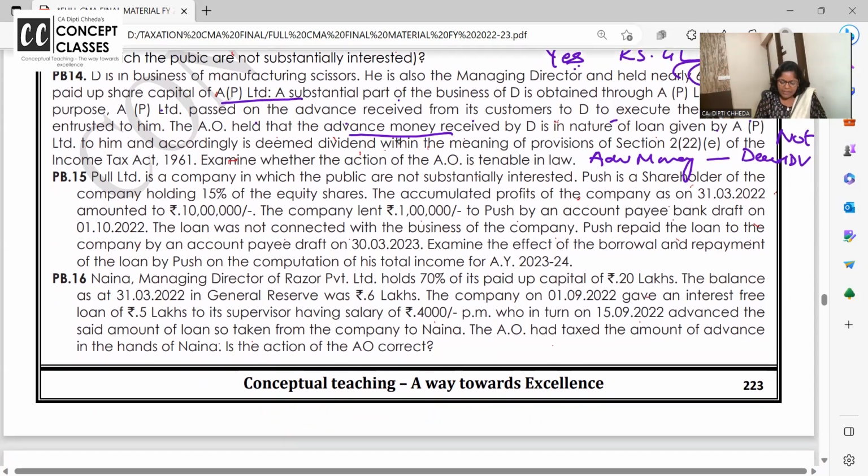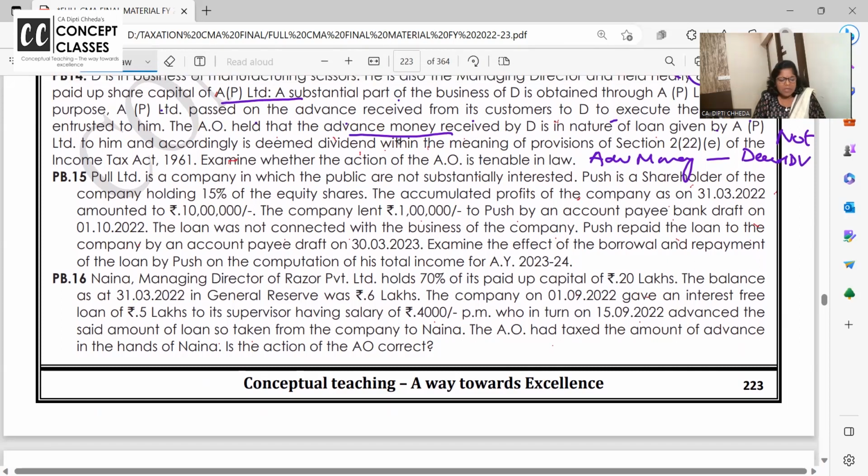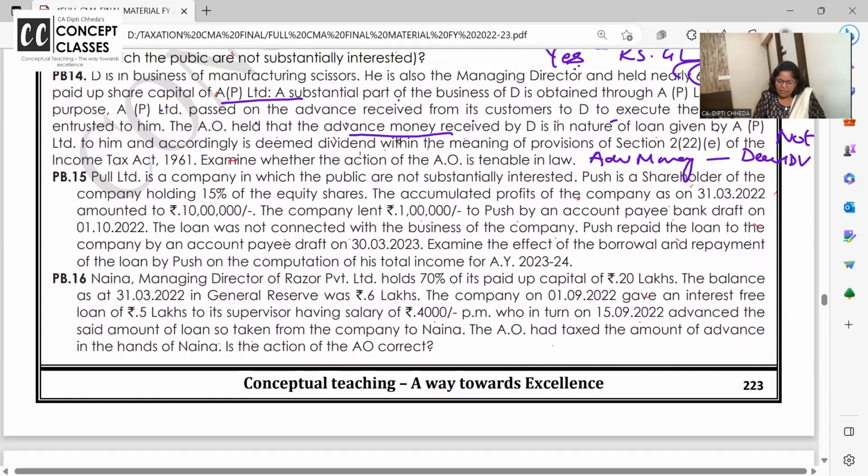हो गया question, समझ में आ रहा है? Pull Limited is a company in which the public are not interested, so it is a private company. Push is a shareholder of the company with 15% share, so it is a substantial share. Accumulated profits of the company are 10 lakh. The company lent 1 lakh to Push on an account payee cheque, and the loan was not connected with the business. Push repaid the loan. Exempt? बिल्कुल taxable होगा. Taxable as deemed dividend. Loan आप repay करो या कुछ भी करो.